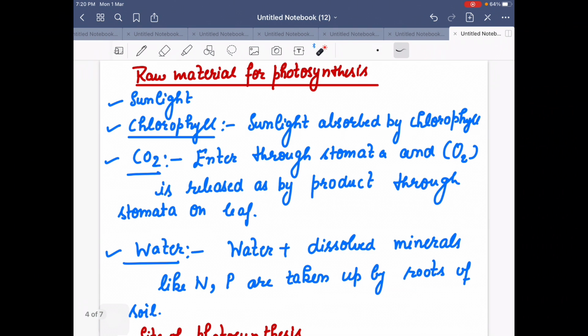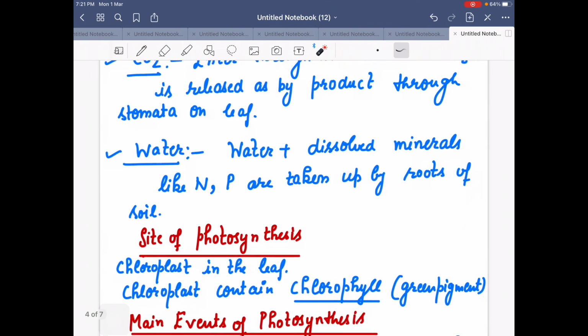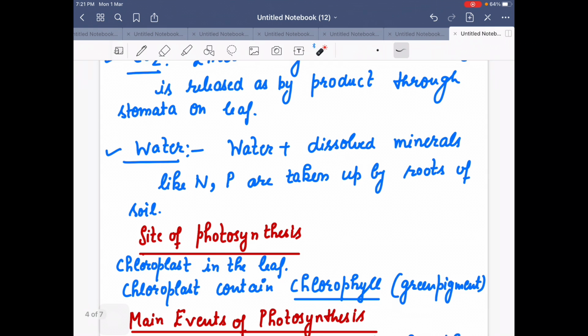Now, raw material: we know that sunlight, chlorophyll, CO2, water, these all are the raw materials. Sunlight, basically the first, the light energy or the sunlight, which molecule absorbs it? That is the chlorophyll. Chlorophyll absorbs it, that is why you need chlorophyll. For CO2 we have stomata. So CO2 enters through stomata and oxygen is released as byproduct. Water plants always get from the roots of the soil.